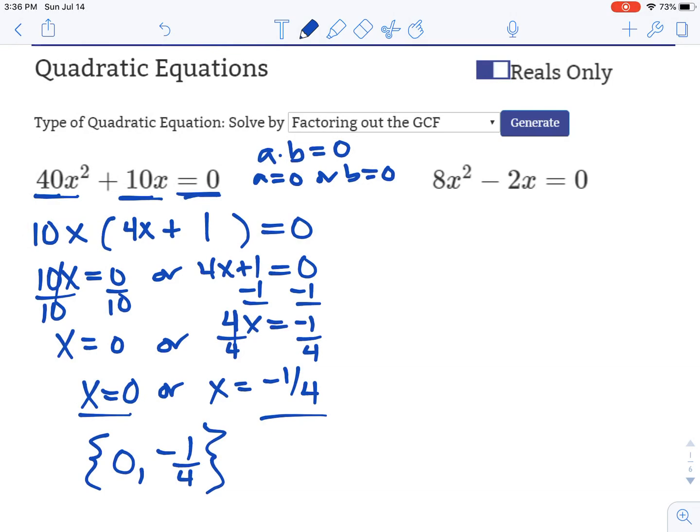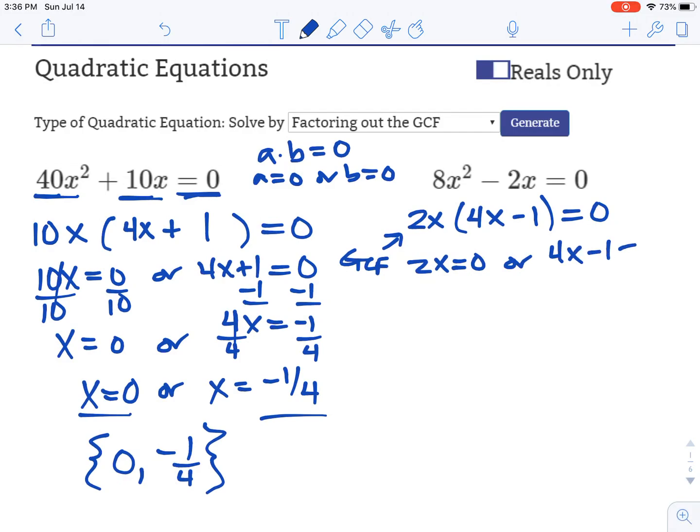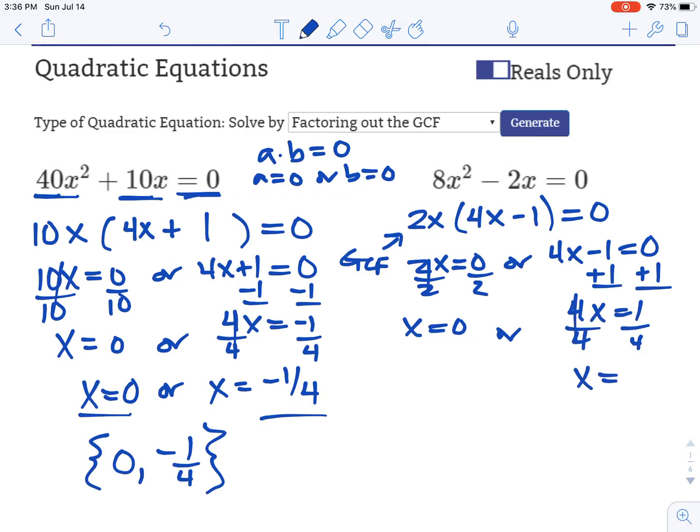For the next one, very similar, just use the GCF. In this case, it would be 2x times 4x minus 1, because 2x is the GCF. Then again, use your zero product property. 2x could be 0 or 4x minus 1 could be 0. This would give us x equals 0, or solving for x over here, you get 4x equals 1 and x is 1/4. So they both happen to be kind of similar answers, which is kind of interesting.